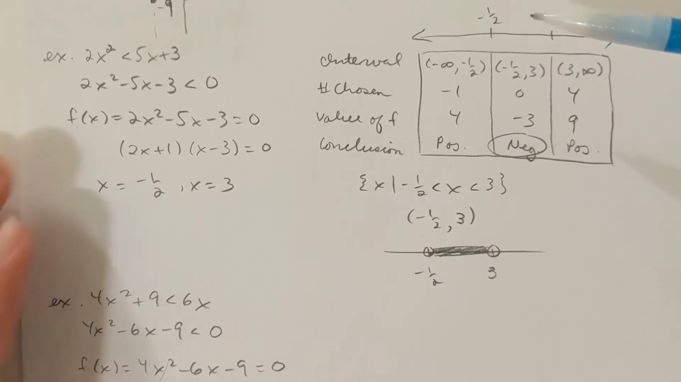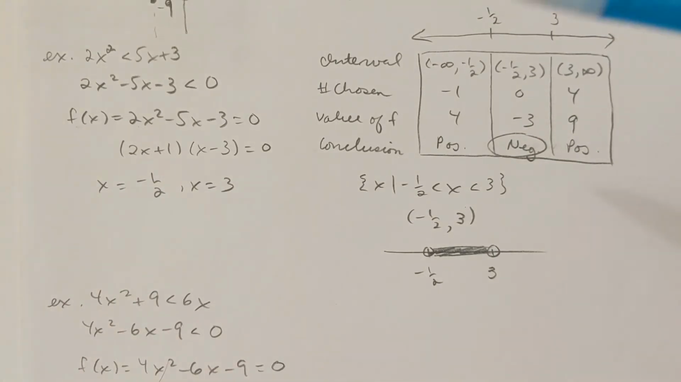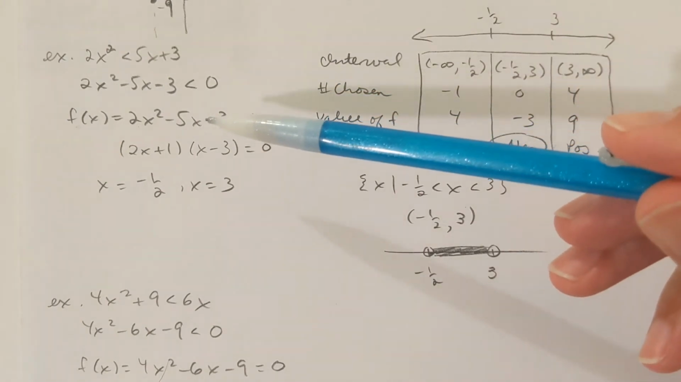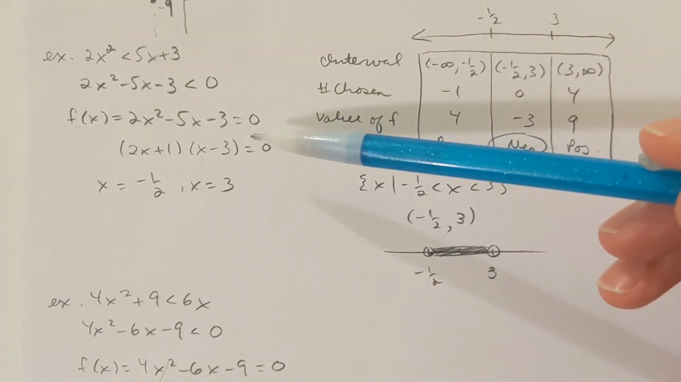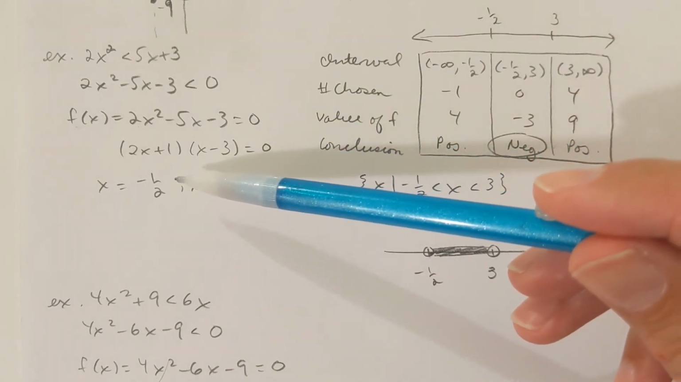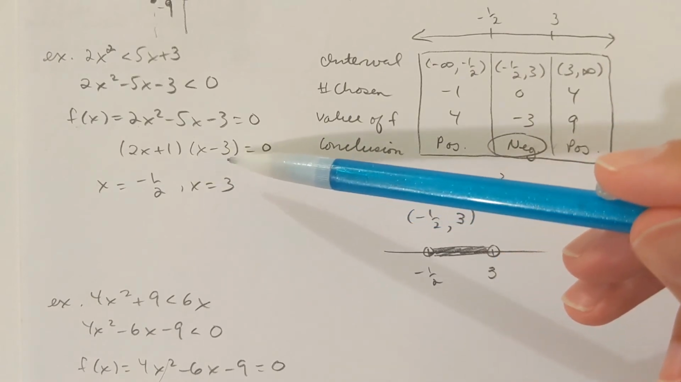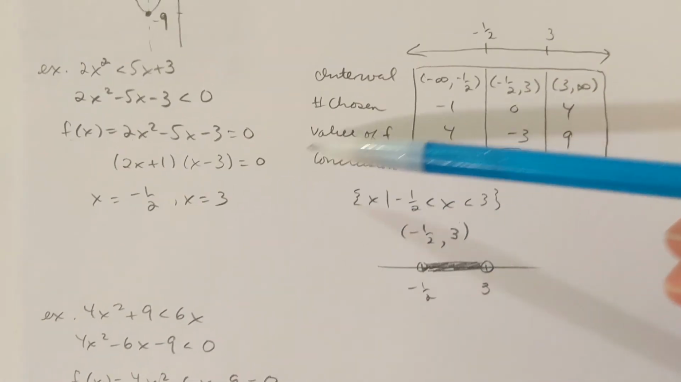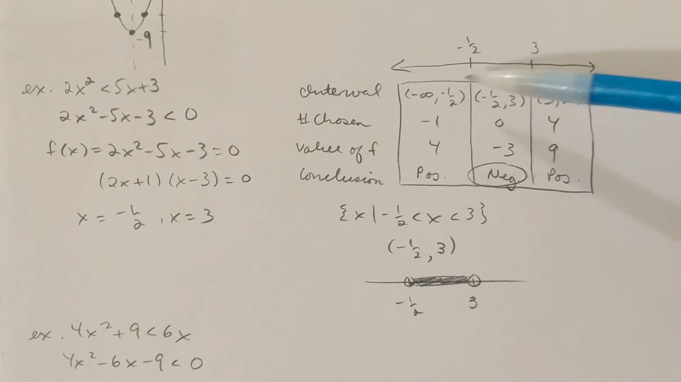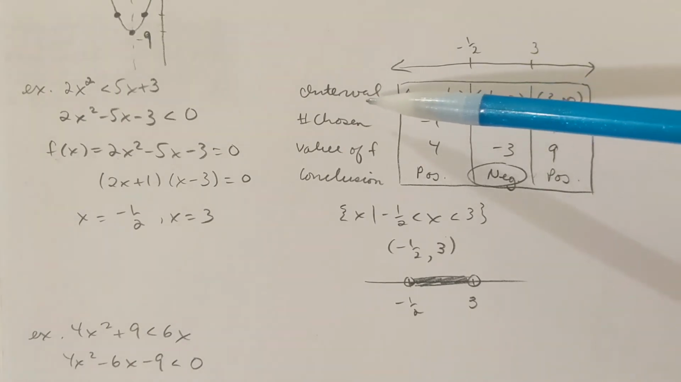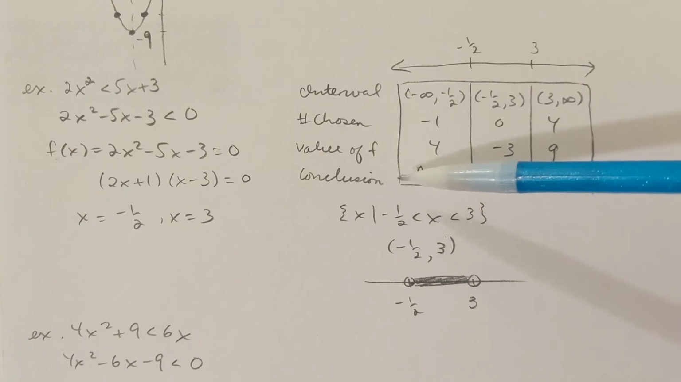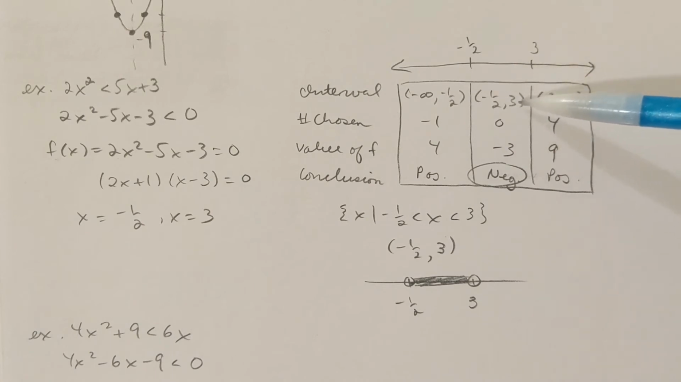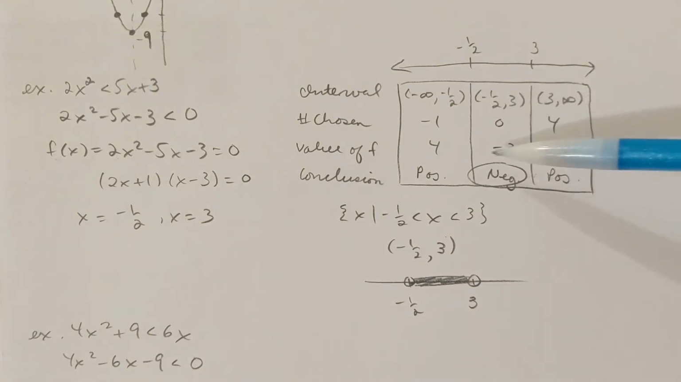Okay, here's another one. 2x squared minus 5x minus 3 less than 0. Well, if I call the left side f of x and I factor f, f is going to factor nicely as 2x plus 1 times x minus 3. So x is -1/2 and x is 3. So I've positioned those two critical numbers on the number line in order, and I've got my interval, number chosen, value of f, and then the conclusion. Negative infinity to -1/2, -1/2 to 3, and then 3 to infinity are the three intervals.